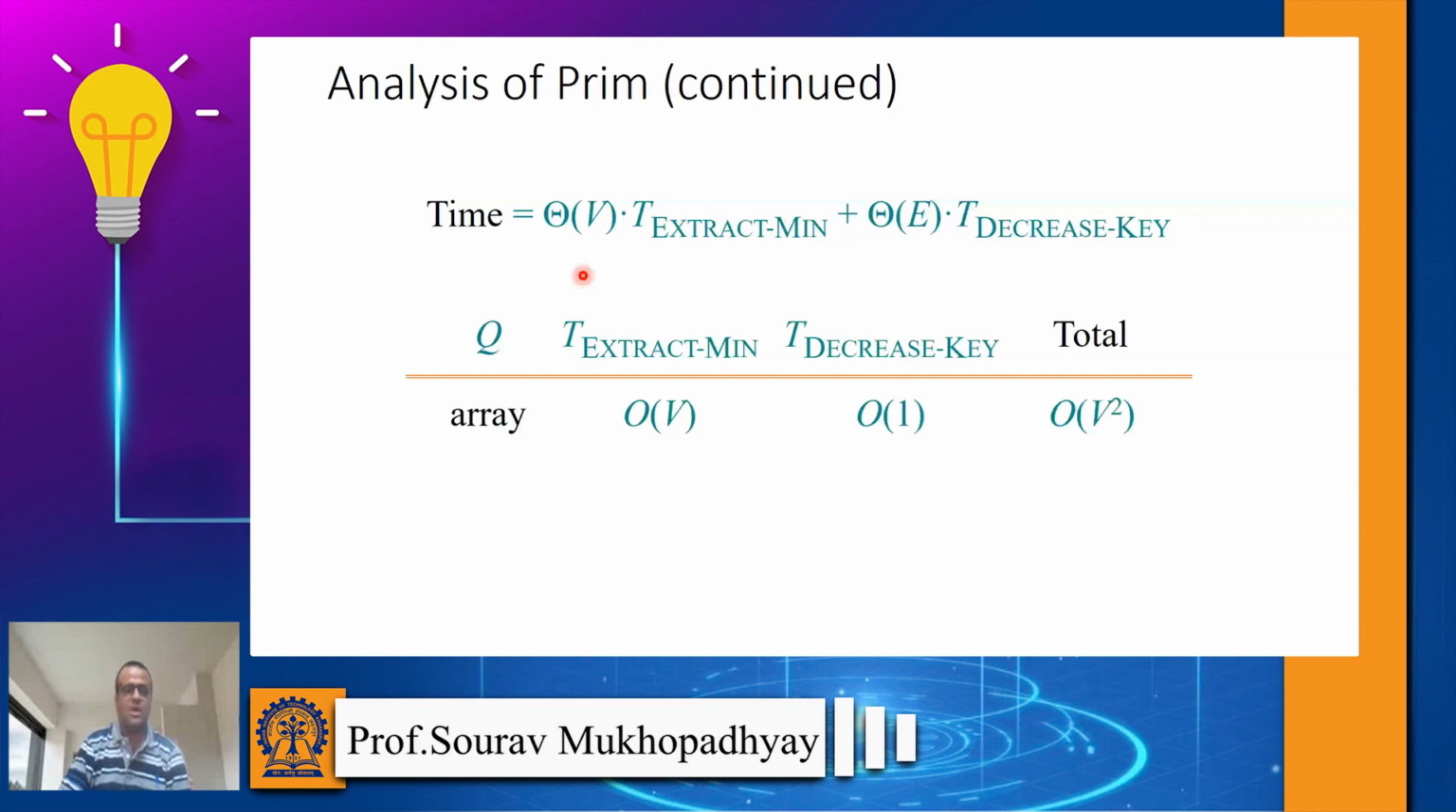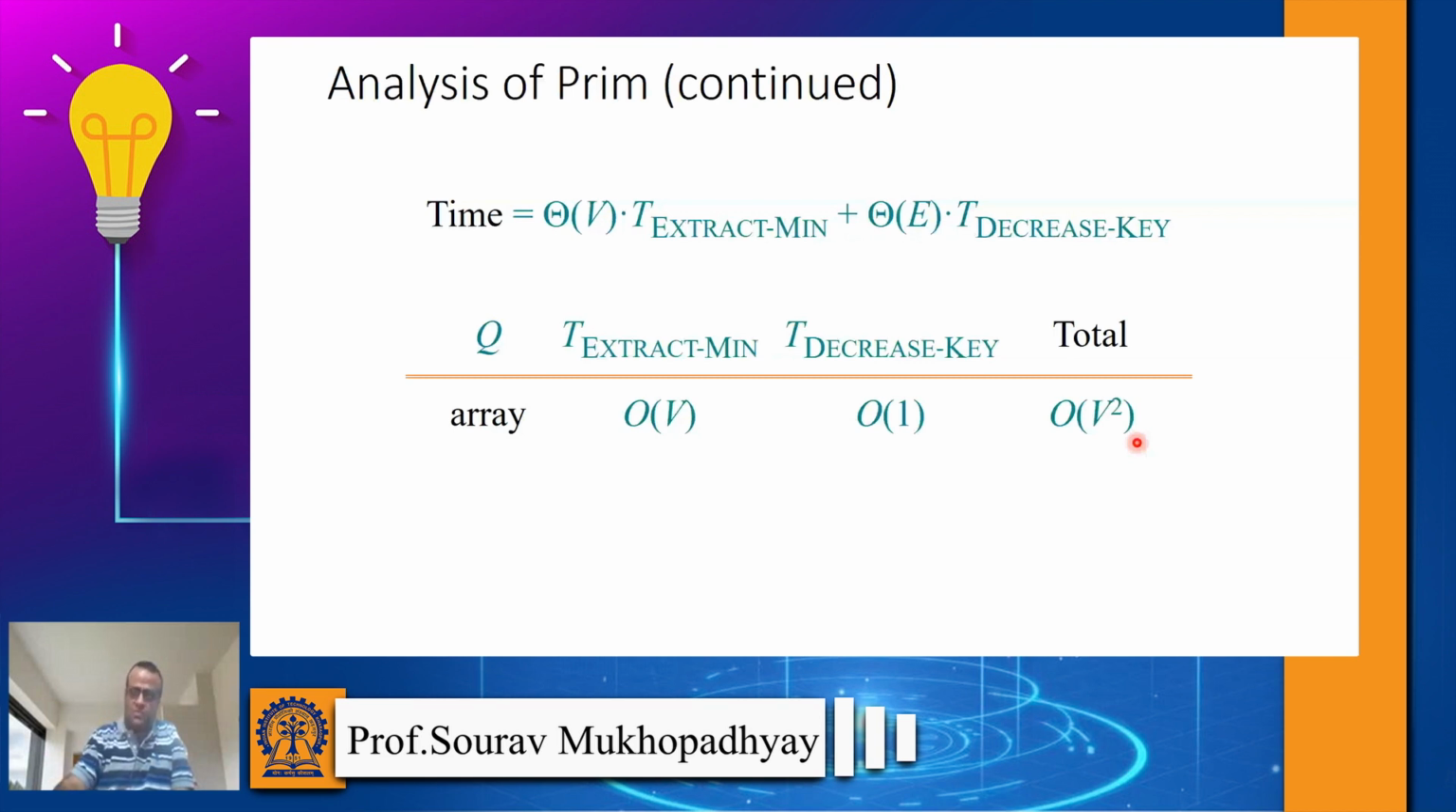This is order of V square, because this is order of V, this is order of 1, and this is order of E, and order of E is bounded by V square. If it is a complete graph, then we have V square. Otherwise, it is connected. So our upper bound big O is V square, but big omega is V. So this is dominating, so this is order of V square. This is the time complexity for Prim's algorithm if we use the priority queue data structure as a simple unordered array.